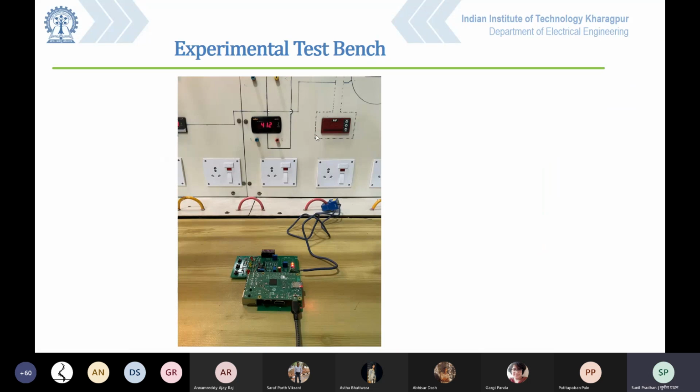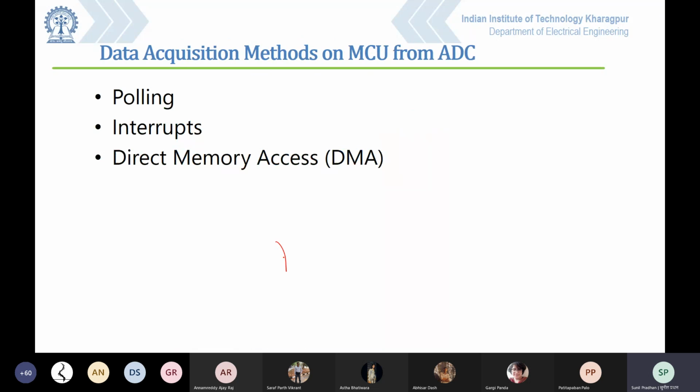You can see that this is an experimental test bench. This is a test setup for a three-phase induction motor. From my current sensor, I am capturing the current signal from one phase. I am taking it to my signal conditioning board. Once this signal is okay, it goes to my ADC. From the ADC, I am getting it to my Raspberry Pi board.